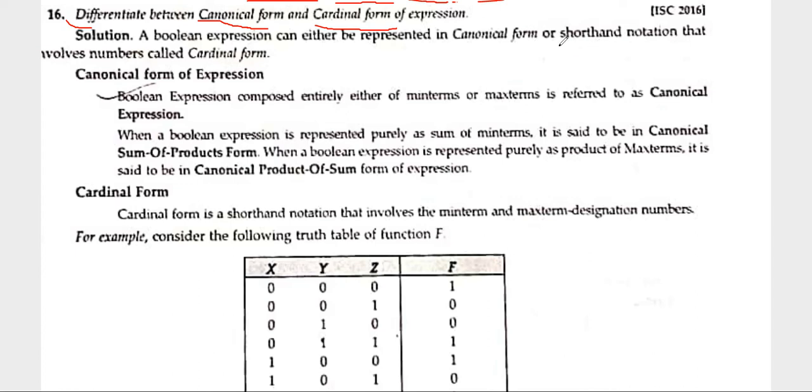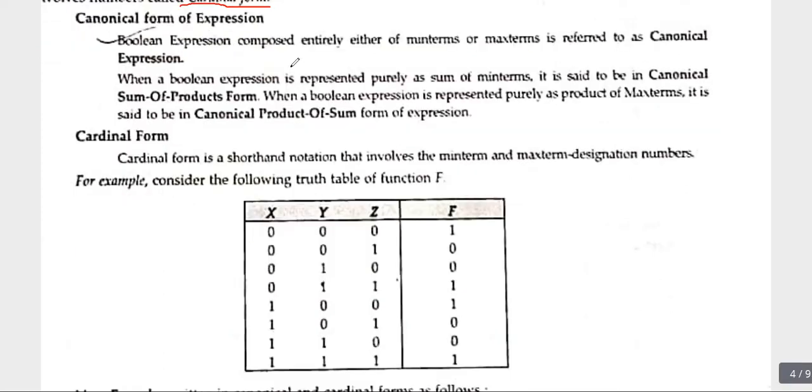Actually, the cardinal form is the shorthand notation of the canonical form. So, a Boolean expression can be represented either in the canonical form or in a shorthand notation that involves numbers, which is called the cardinal form. So, the cardinal form has numbers, but it will also contain all the variables, just like the canonical form. It is SOP canonical or SOP cardinal form.